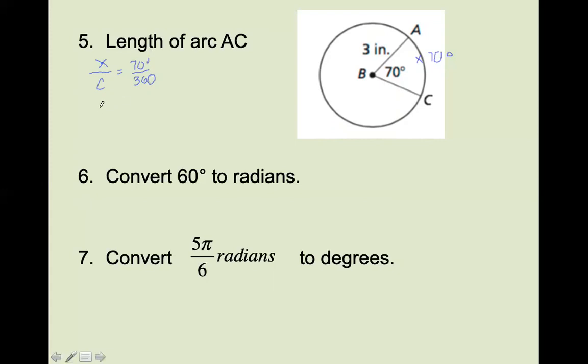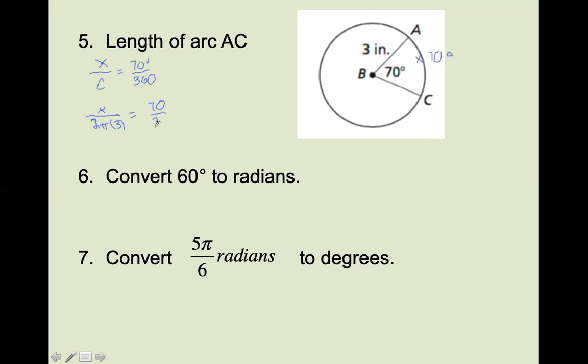All right, so we don't know the arc length, so I put x here. But we can calculate the circumference. Remember, circumference is pi times diameter, or 2 times pi times the radius. So I'm going to use the circumference formula that contains radius. I'm going to write 2 times pi times the radius, which is 3. And I know that has to equal 70 over 360.